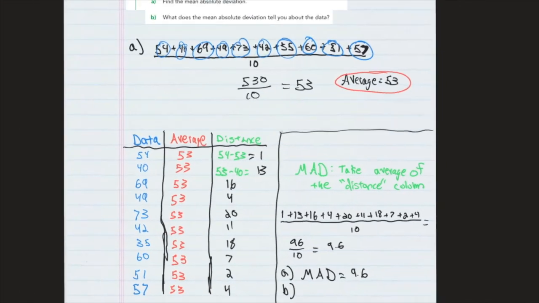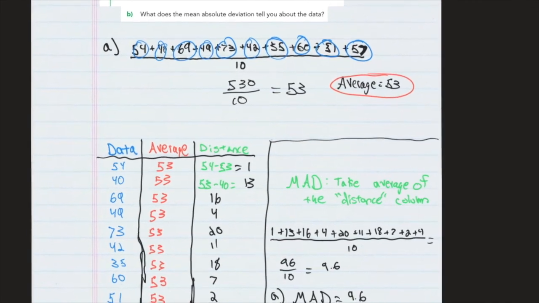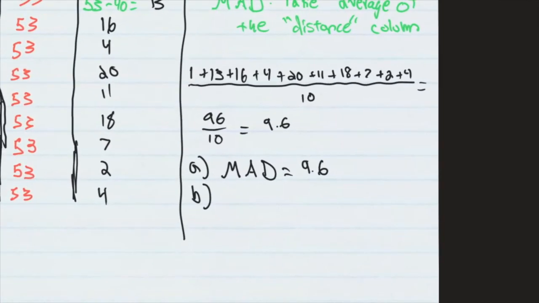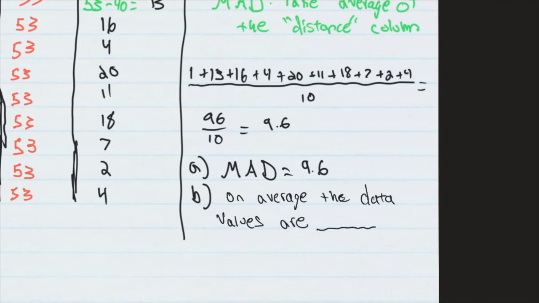So when part B asks us to state what the mean absolute deviation tells you about the data, it's just a quick answer, almost like filling in the blank. You're just going to say on average, the data values are, okay, and then that's your fill in the blank. In this case, on average, the data values are 9.6 units away from the mean.